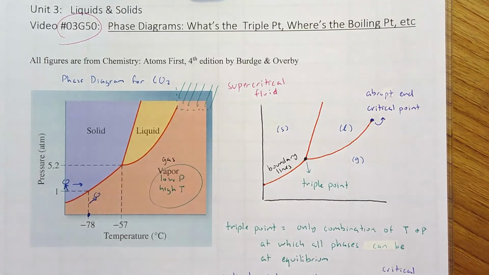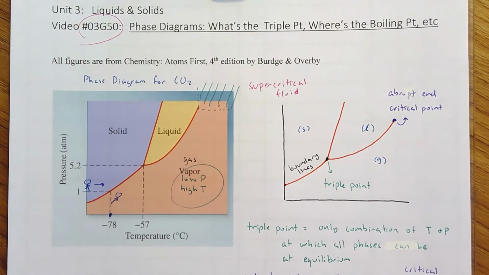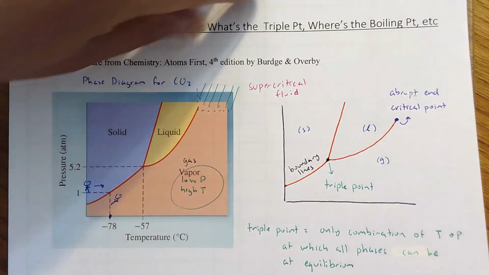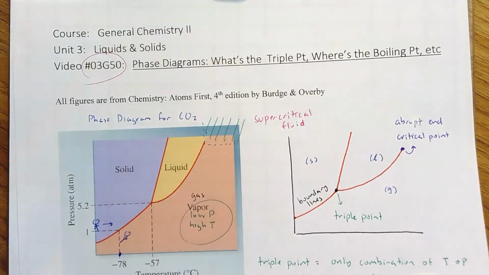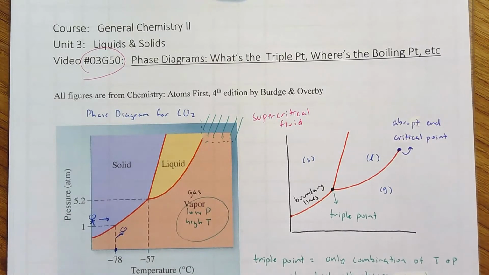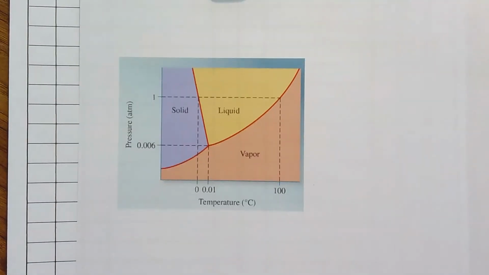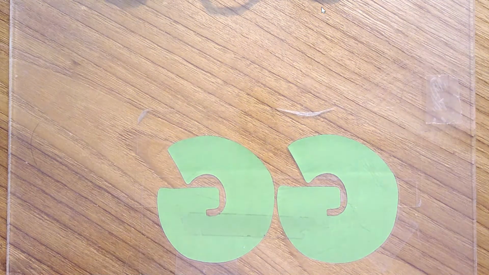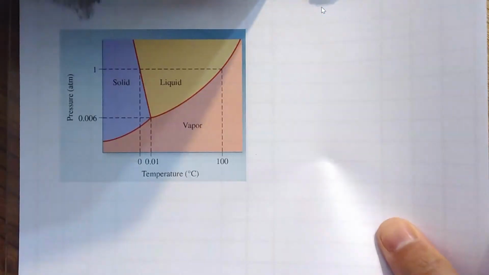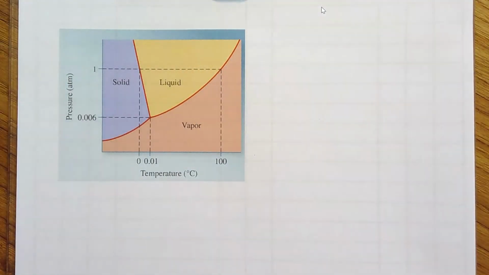Water is very unusual. It has similar shapes, but let me show you water. Here it is. You see a difference between the phase diagram of CO2 and this one, the phase diagram of H2O.